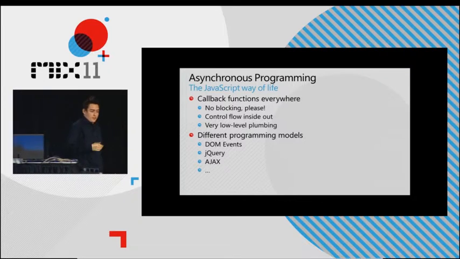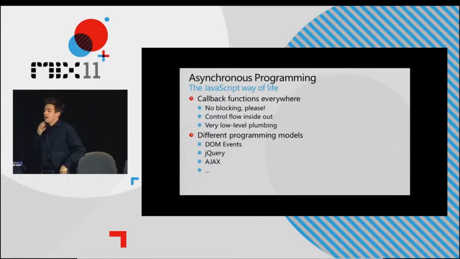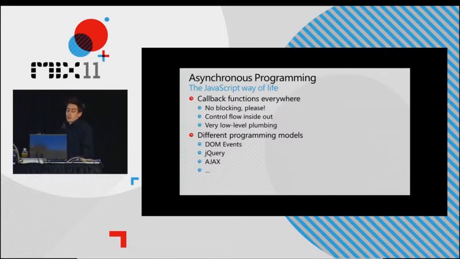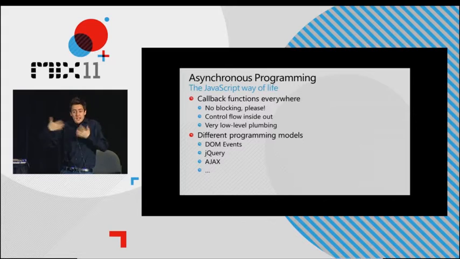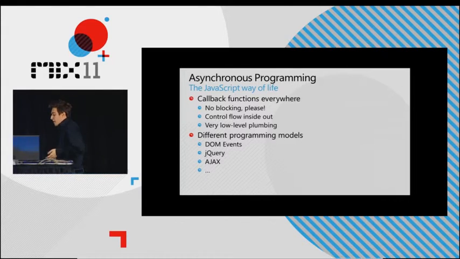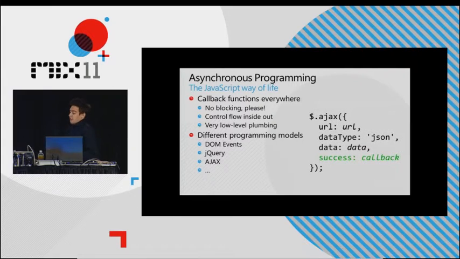Now, there are also different programming models. It's the same as in the previous slide, but now particularly for JavaScript, all those programming models have a different way of dealing with event systems. So for example, DOM events have a different way of handling clicks and mouse moves compared to how you do it in jQuery, how you do it in AJAX. It's all based on events, but the shape of the API is fundamentally different. So there is actually a lack of unification. So here's an example.